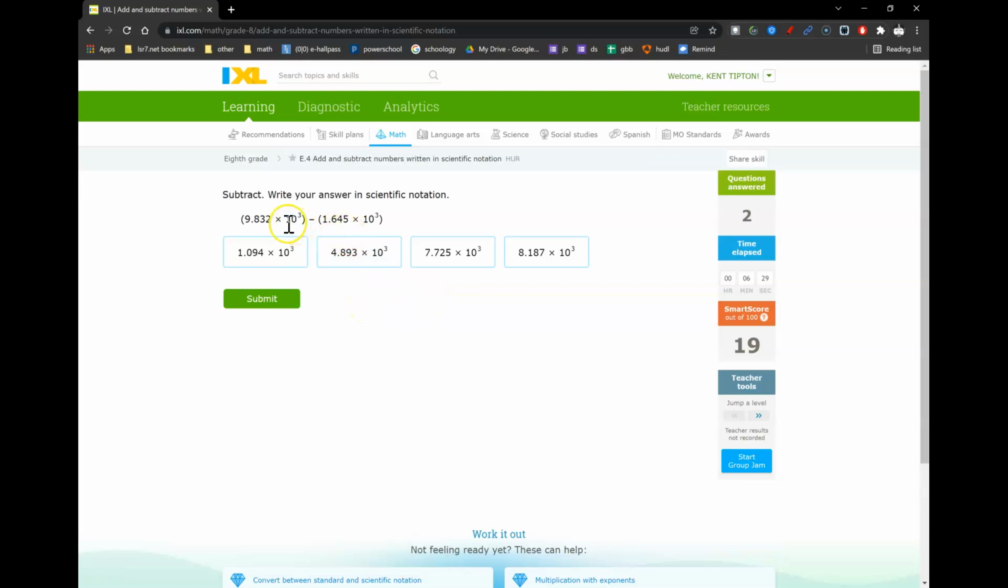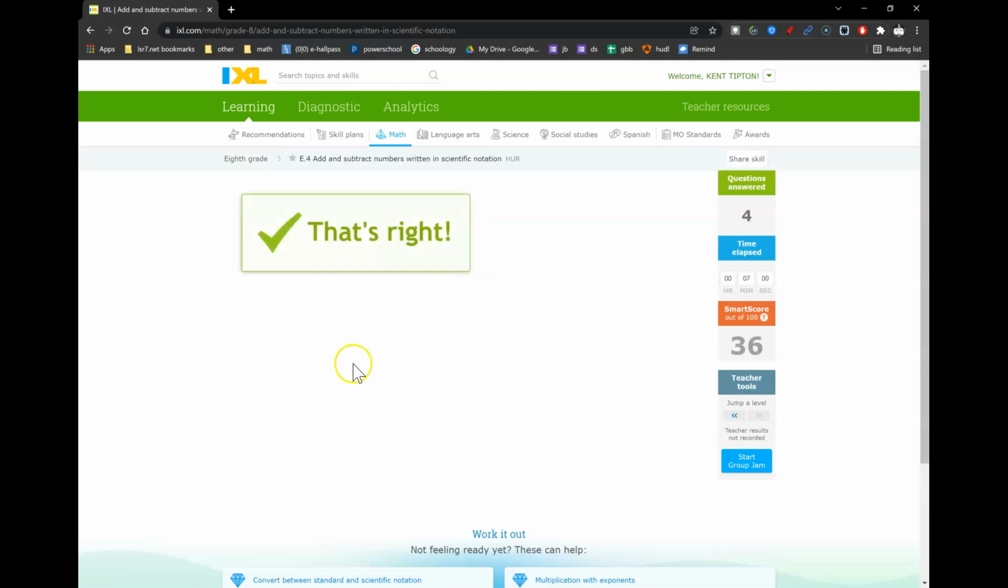Again, both of these are times 10 to the third, so we can subtract them. 9.8 and stuff minus 1.6 and stuff is going to be 8.1 and stuff times 10 to the third. Okay, another adding. 5 plus 2.7 is going to be 7.759 times 10 to the fourth, not the eighth. We're not combining the fourths. Leave the exponent the same.